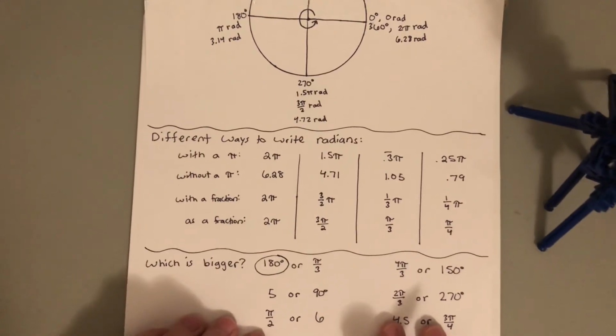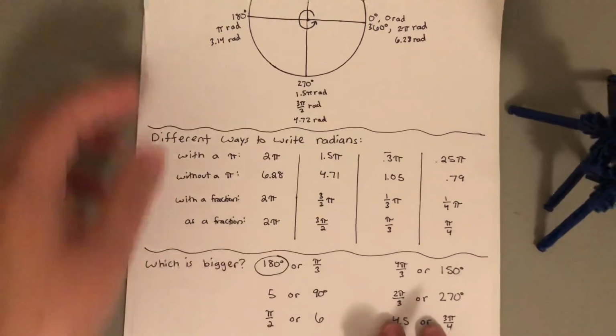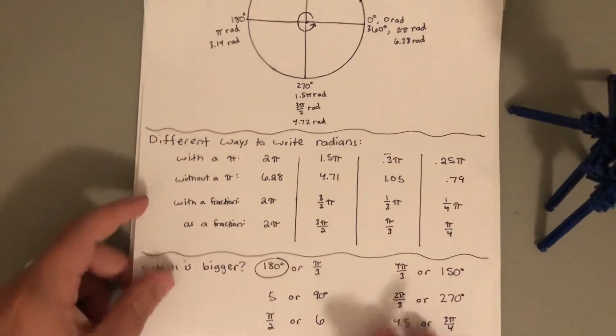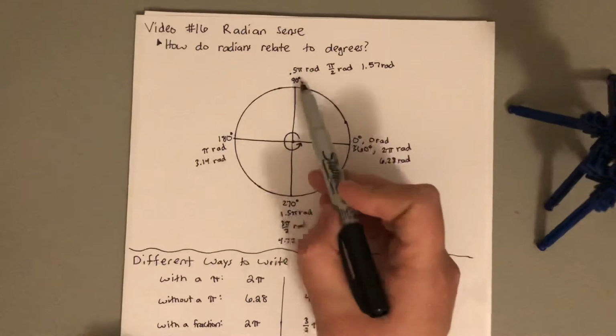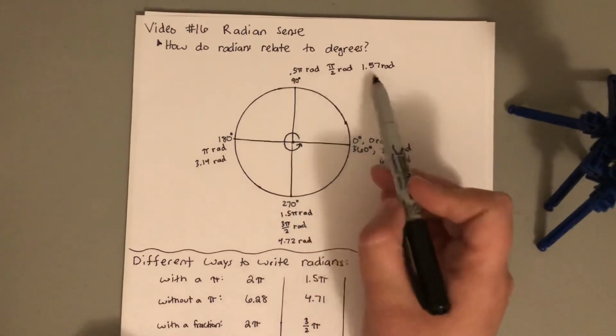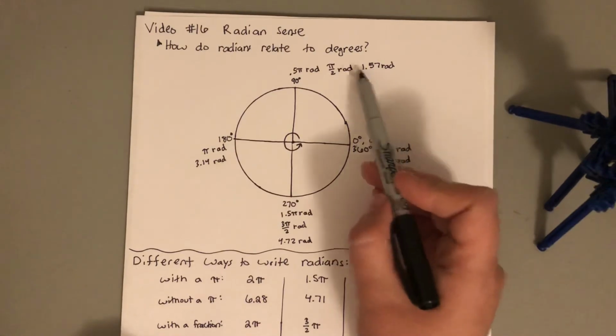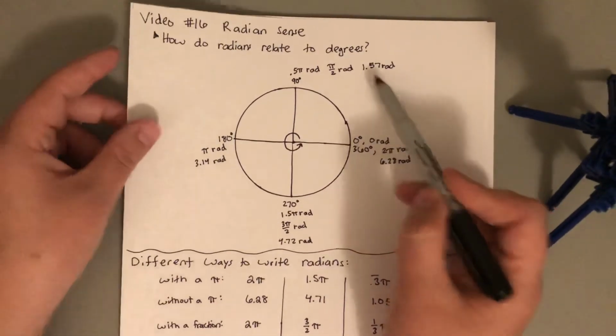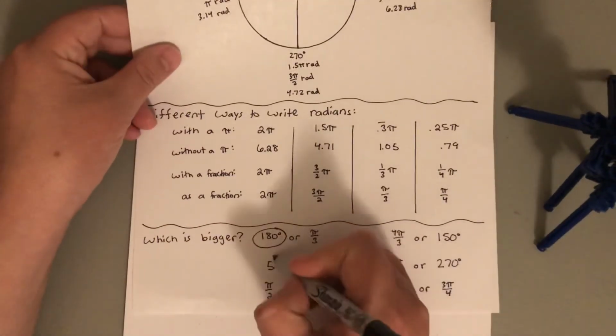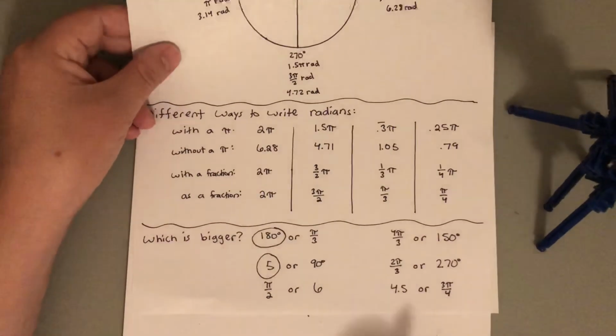The next one is 5 or 90 degrees. Well, let's look at 90 degrees. 90 degrees is up here. And that's the same as 1.57 radians, which is a lot less than 5. So 5 radians is a lot bigger than 1.57 radians, so 5 would be the bigger one.